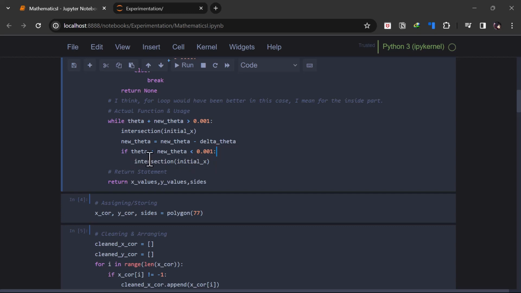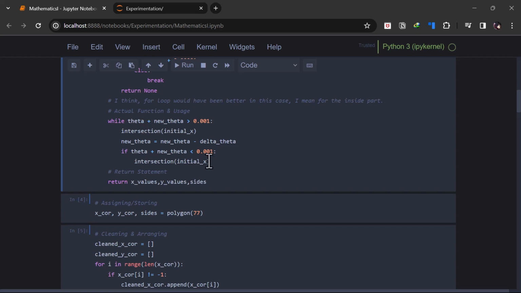Because if I had not written this particular line of code, then for the line corresponding to the minus theta value, you know that the new theta will become the negative of the theta value. So in that case the loop will stop and the intersection call would not be made, right? Because the moment this condition becomes false, this call would not be made. So the intersection point would not be calculated for the last side.